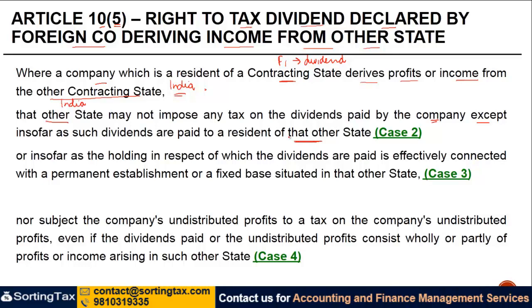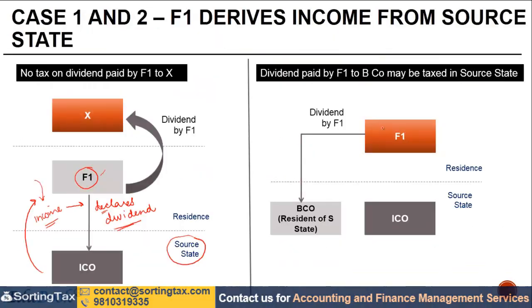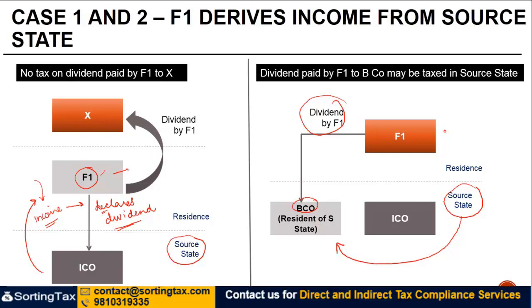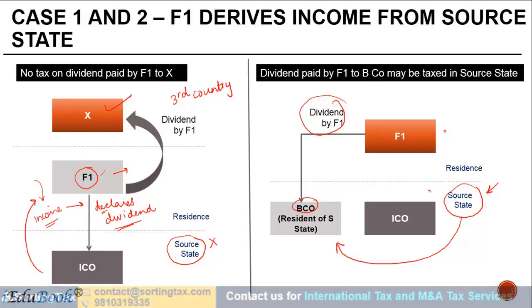Let me just look at this example now. So in this example, there's a foreign company which is paying dividend to B Co, which is a resident of source state. So if the dividend is paid by F1 to B Co, then the source state has a right to tax such dividend. But if the dividend is paid by the foreign company to another company X, which is not a resident of source state, but maybe a resident of a third country, then the source state does not have any right to tax such dividend.